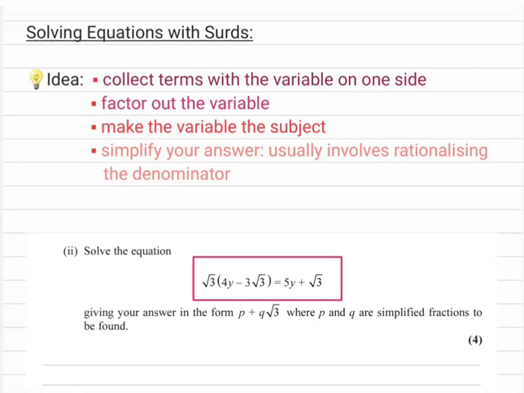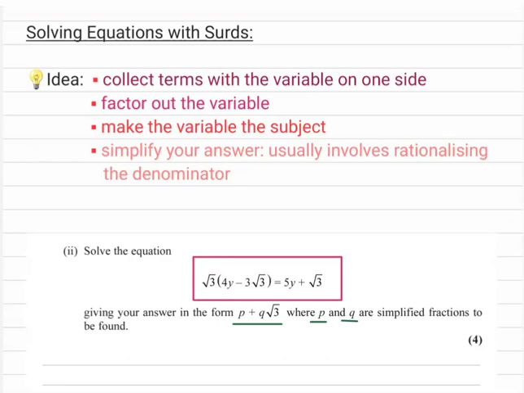So our question says, solve the equation. Our equation is right there in the box, but also giving your answer in this form, where P and Q are simplified fractions to be found. So when you are answering questions generally which involve surds, you always want to look out for the format of the answer. How should I present my final answer? Is there a specific format that is required for the answer? So we're going to make sure that at the end, P and Q are fractions, and yes, they are simplified as well.